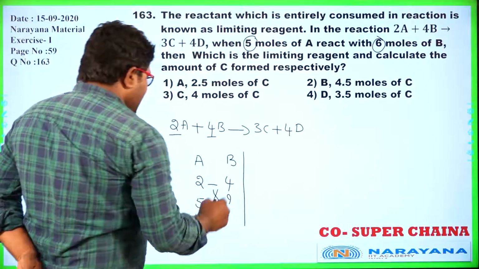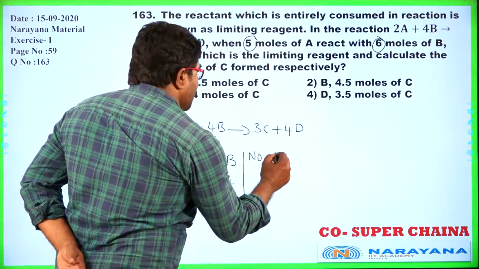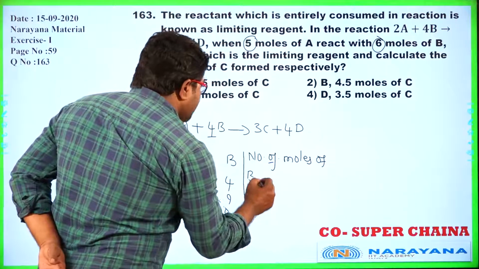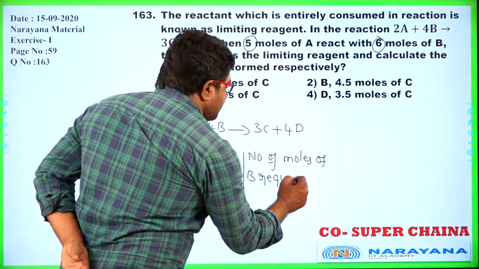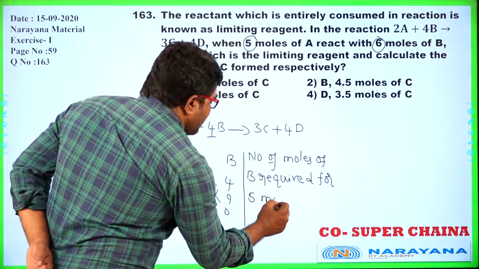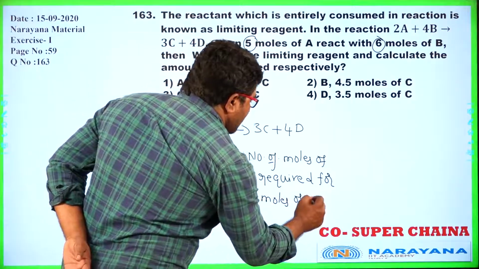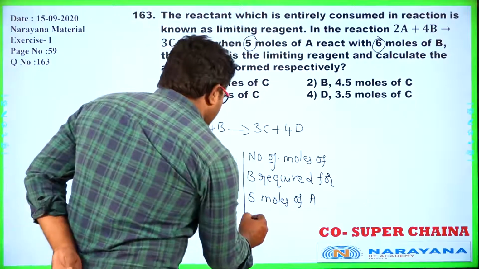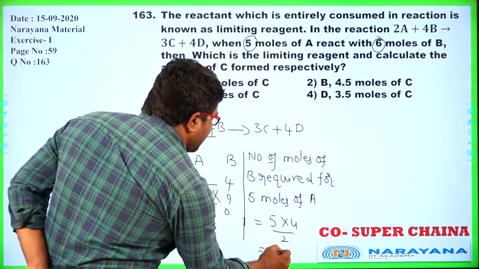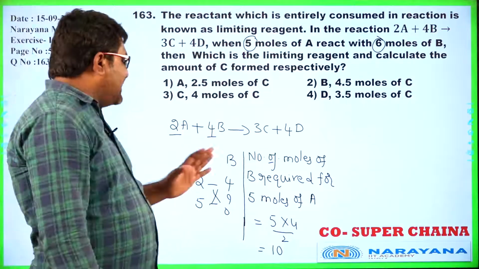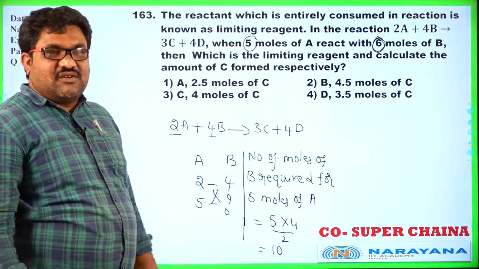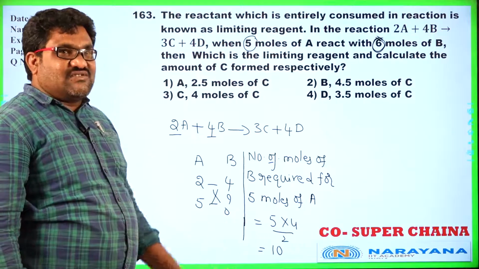First of all, we do that calculation. Okay, so see here, number of moles of B required for 5 moles of A. Okay, so how can we do this? That is equal to 5 into 4 divided by 2, that is equal to 10 moles. 10 moles of B are actually required, but how many moles has he supplied here? Only 6. So here total 6 moles was consumed.